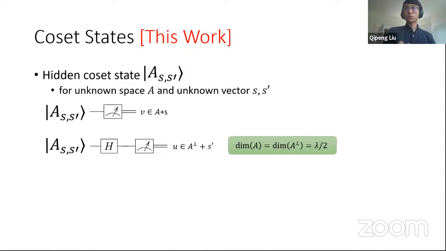So now let's introduce coset states. A coset state for a subspace A and two vectors, S and S prime, is a quantum state that satisfies the following property. If you measure the state directly, in the computational basis, you will get a uniformly random vector in the coset A plus S, which is the set of the vectors in A, but shifted by S. If you apply Hadamard on the state and then measure, you will get a uniformly random vector in the coset A perp plus S prime.